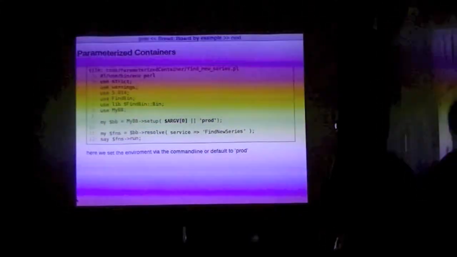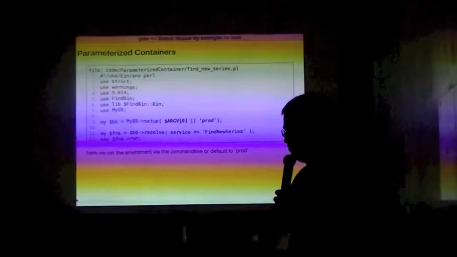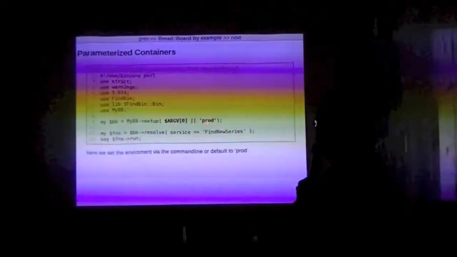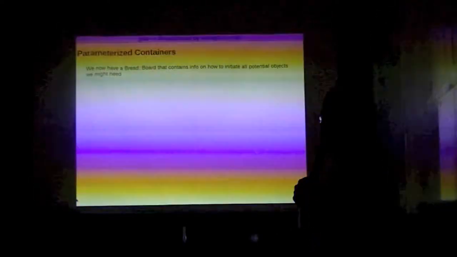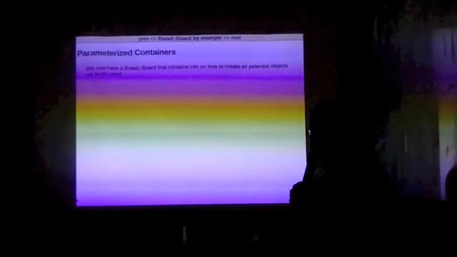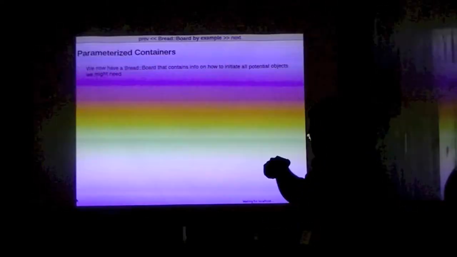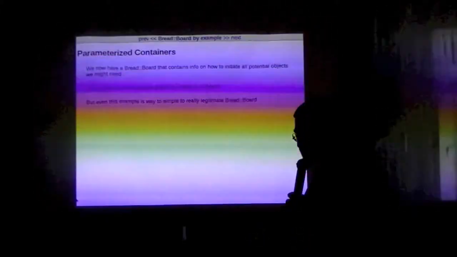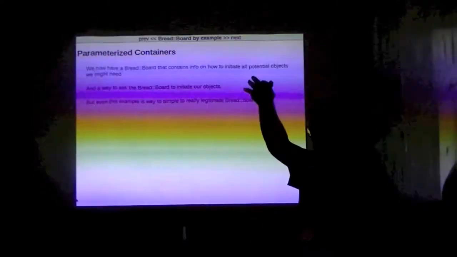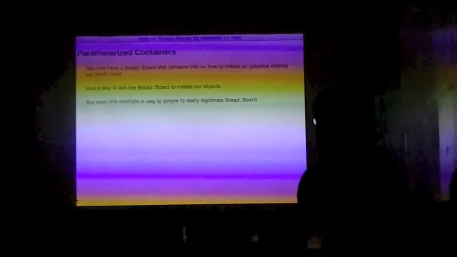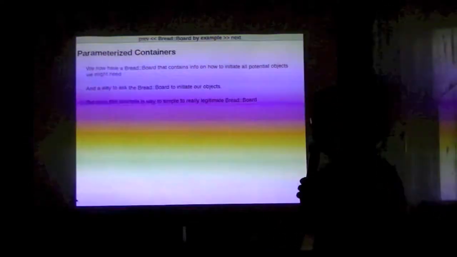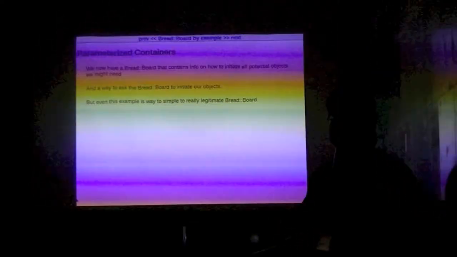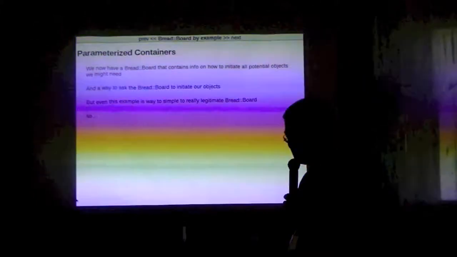I just take a look at argv[0], the first command argument, or default to production. So now we have a breadboard container that contains information on how to initiate all the potential objects we might need. And we need to ask breadboard to initiate our objects. But even this example is way too simple to really legitimate breadboard. It's a lot of overhead for really nothing. I mean, if that was all you want to do, just don't use breadboard, just use if or something.